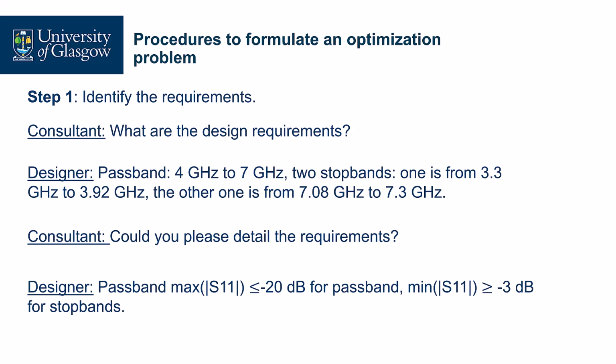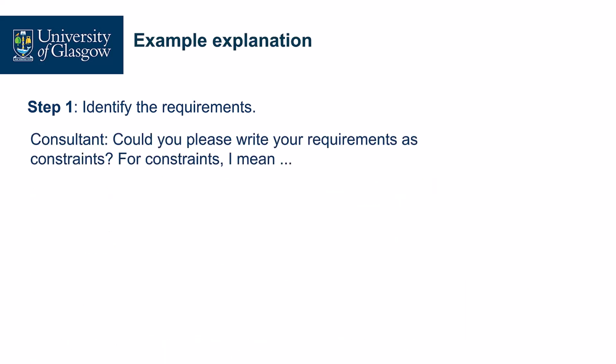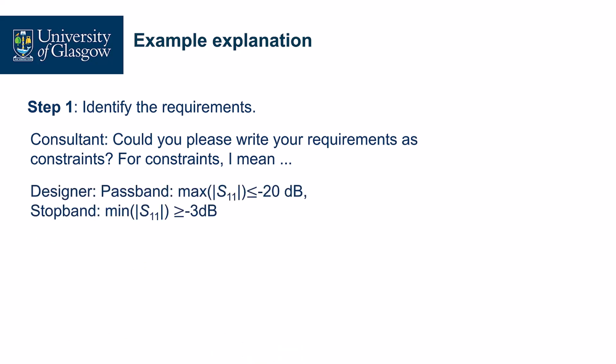However, this one we still can't formulate into objectives and constraints. So then we need to ask more, right? You may ask, could you please write your requirements as constraints? For constraints, you can explain what a constraint is. After knowing this concept, the designer may provide you: passband max S11 smaller than or equal to minus 20 dB, stop band min S11, both considering magnitude, larger than minus 3 dB, right? So these are the specifications. Now the specifications are clear, right? So now you can say, okay, I got it.